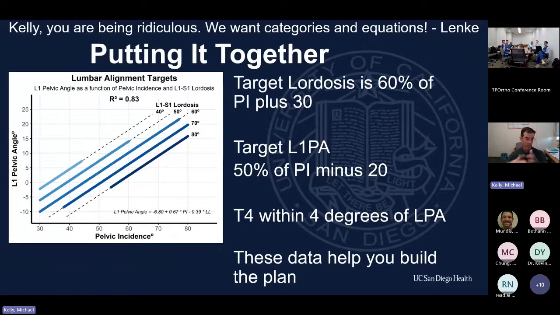The T4 is within 4 degrees of L1 pelvic angle. If you measure a gross discrepancy between T4 and L1 before surgery, and you think you're going to get away from it with a T10 to the sacrum, I can tell you, you are almost certainly wrong, because they are not going to go like this.